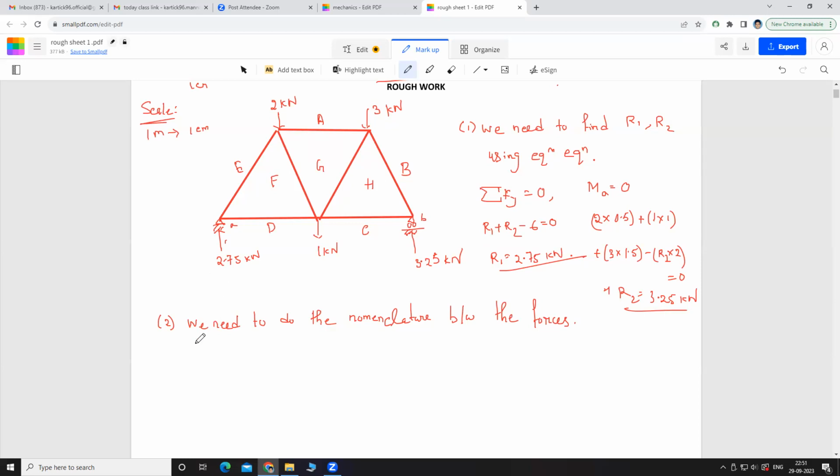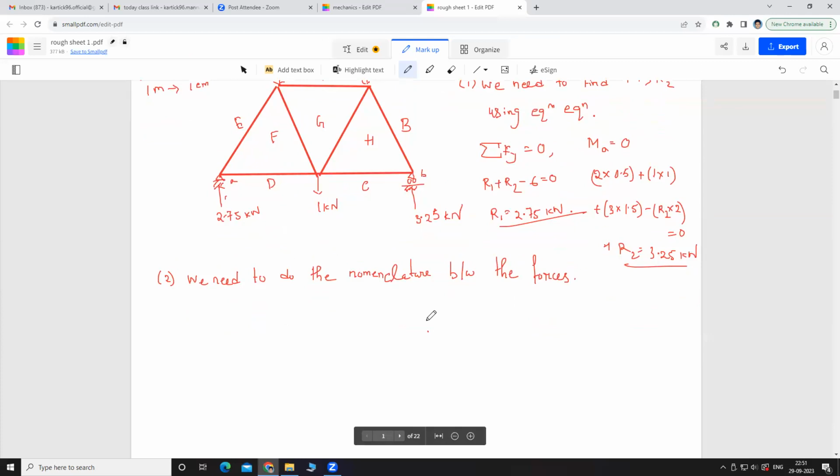Now we need to draw the diagram, force diagram or vector diagram, what we can call. So how to draw that? That we need to discuss. First of all, we will start with A. Suppose this is our point A. Before that, what we can do, we can draw a vertical line first of all.